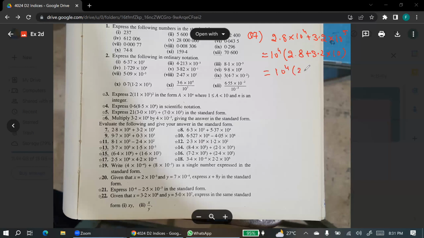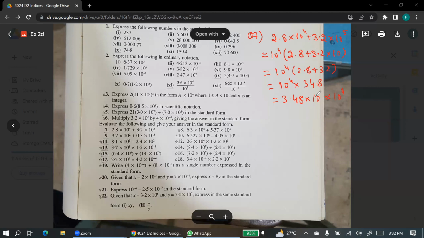No. 2.8 plus 32, 34.8, 3.48 into 10 power 4. The new number is smaller, so we will put a positive power of 10 or negative power of 10? Uh, your voice is lagging.